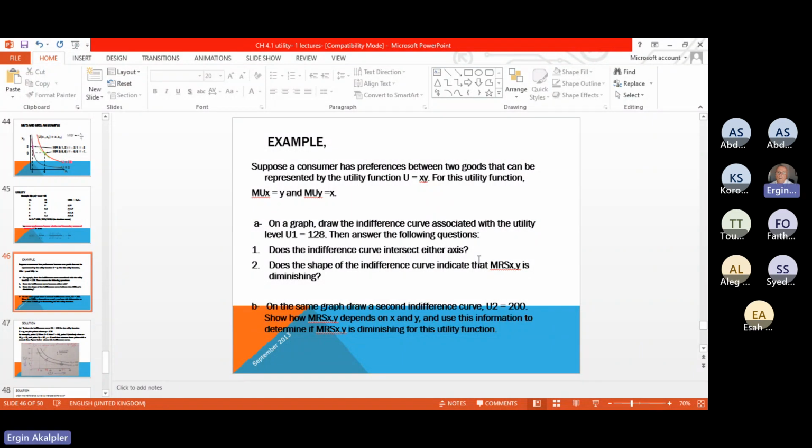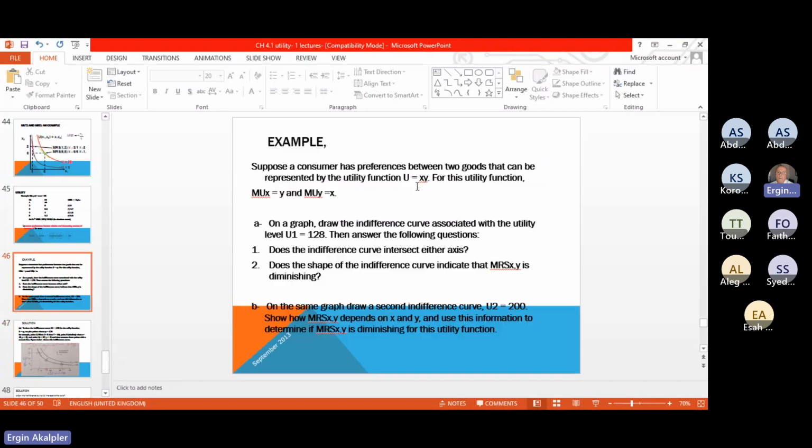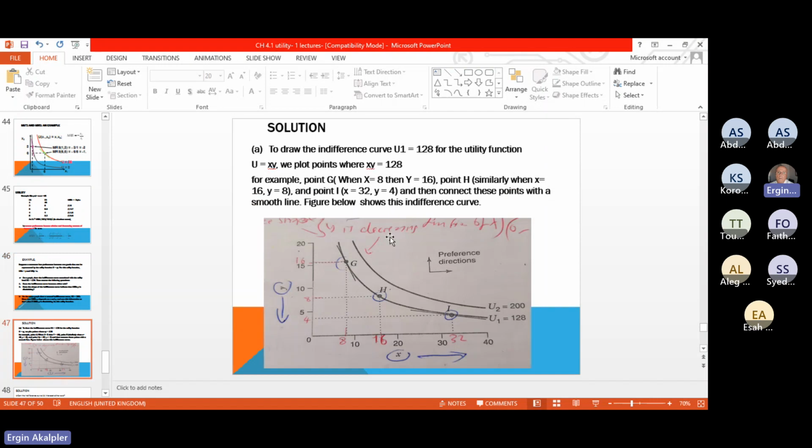Let's look at this equation and this example. Again, to draw the indifference curve, you want 128 for the utility function. U, x, and y, we plot a point where x times y is 128 as it is represented here. Then we can put some numbers to get these curves, isn't it? You can give some numbers to draw these curves easily as it is here, x and y. You can give some numbers, then you draw u1, and for calculating this, you can multiply them, as it is indicated here, and it is given here 128.